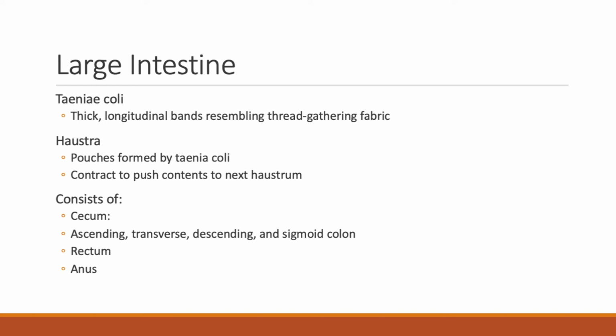It consists of the cecum, the ascending colon, which again comes up from the cecum and goes towards the liver and the gallbladder. Transverse goes across your midline and goes up in behind the spleen. And then the descending goes down the lateral side on your left, and then your sigmoid colon, which then is attached to the rectum, and then the anus.